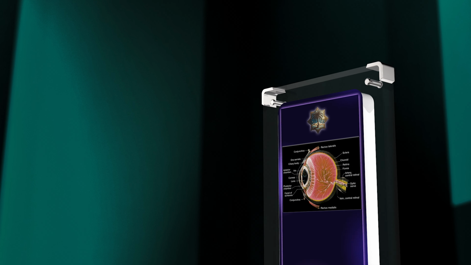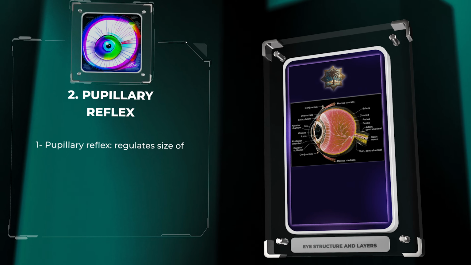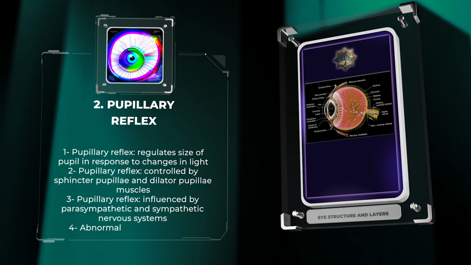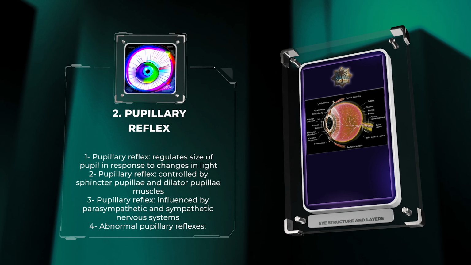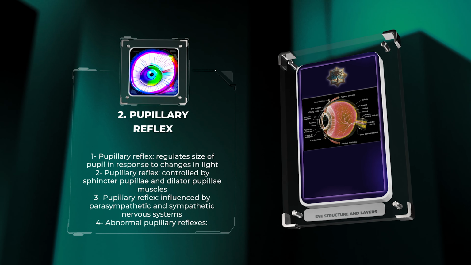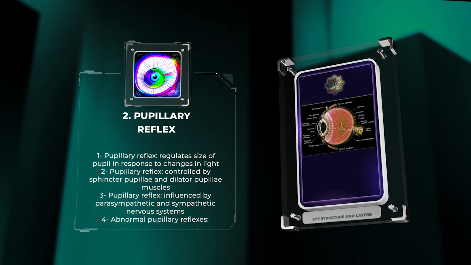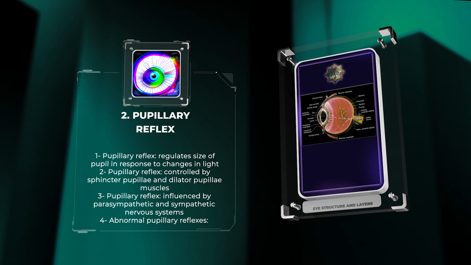The pupillary reflex regulates the size of the pupil in response to changes in light. This reflex is controlled by the sphincter pupillae and dilator pupillae muscles, which constrict or dilate the pupil respectively. It is influenced by the parasympathetic and sympathetic nervous systems. Abnormal pupillary reflexes can indicate neurological or eye diseases.